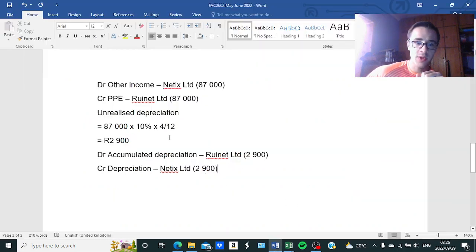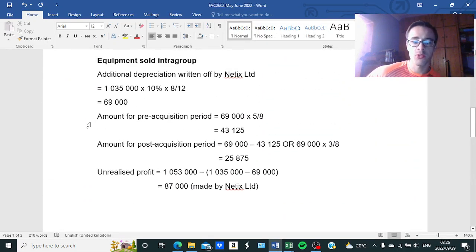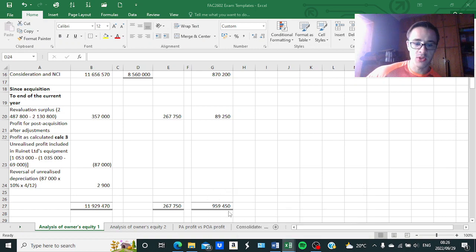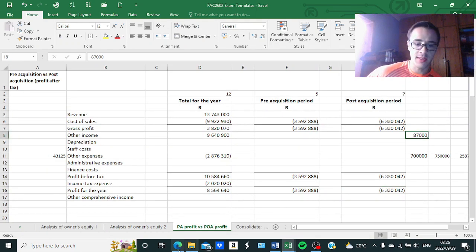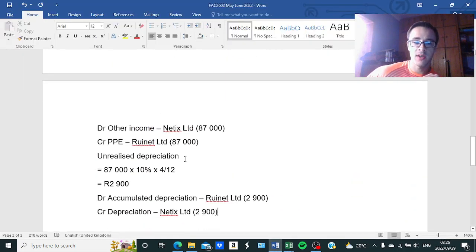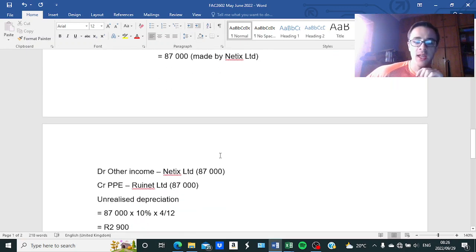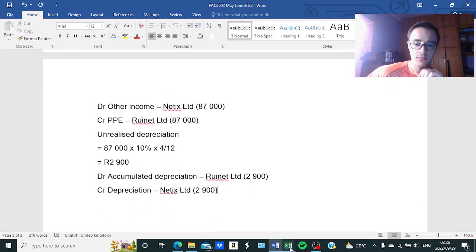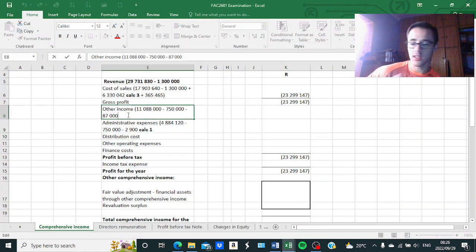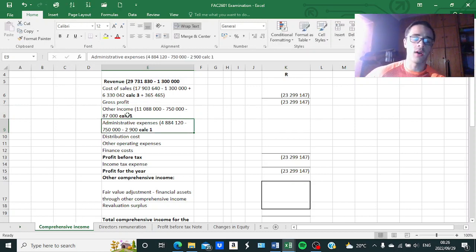Okay, so for this one, we have calculated the additional depreciation. We have split it between the pre and post acquisition periods. We have calculated the unrealized profit, which was also made in the post acquisition period. Okay, we have included it there. And then we have calculated the unrealized depreciation and we have eliminated both of them. Okay, we have eliminated the profit as well as the unrealized depreciation. Right. Okay, this will also be shown in calculation 1. The analysis of owner's equity of ordinary shares.